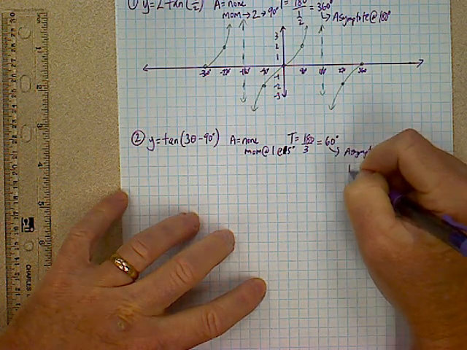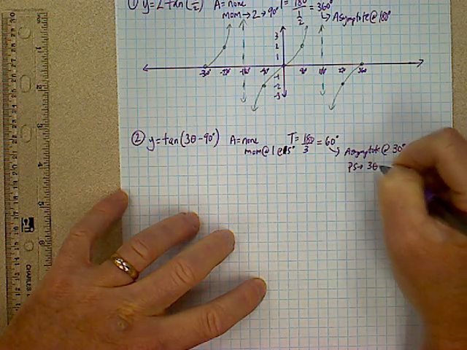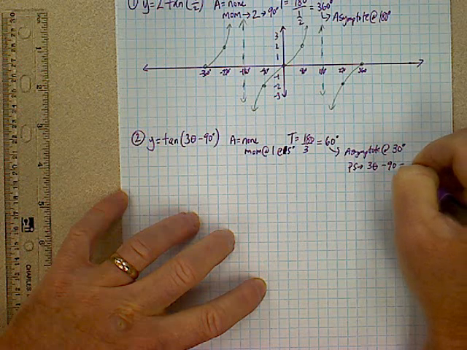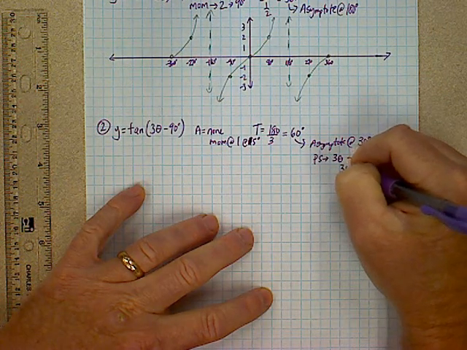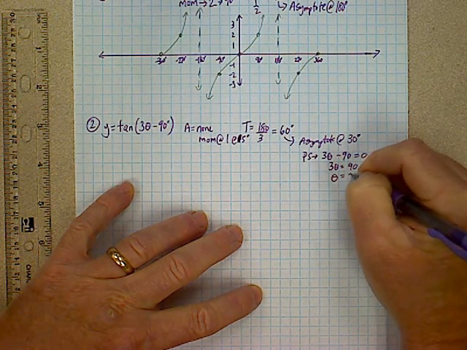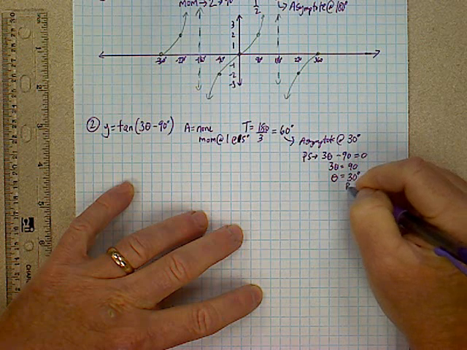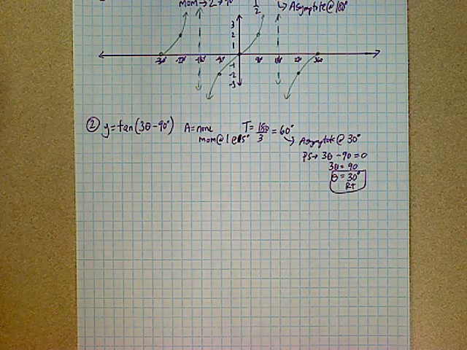Now our phase shift is going to be found by doing 3 theta minus 90 equals 0. So we'll add 90, get 3 theta equals 90. Divide each side by 3 to get theta equals 30. So we'll be shifting right 30 degrees, once we get our pencil graph done.